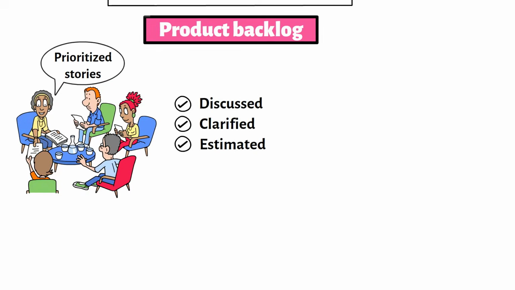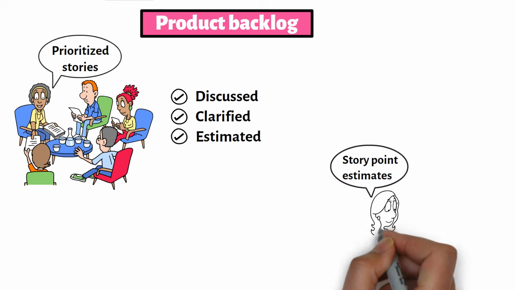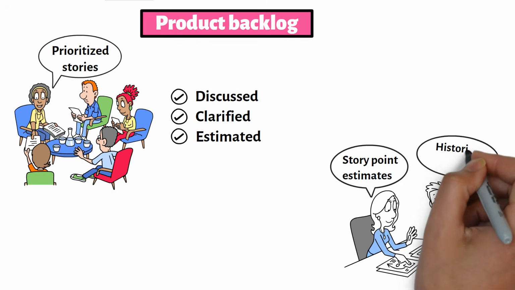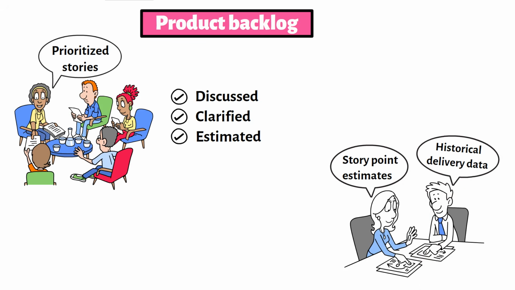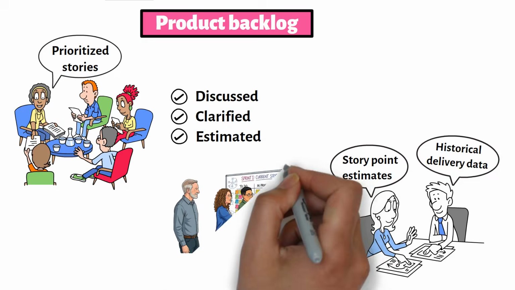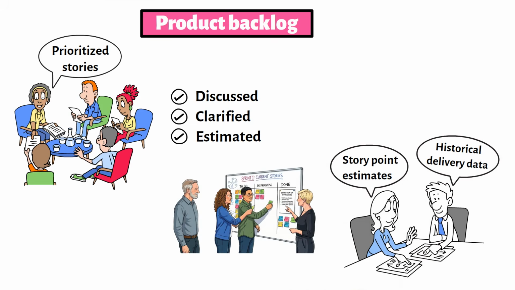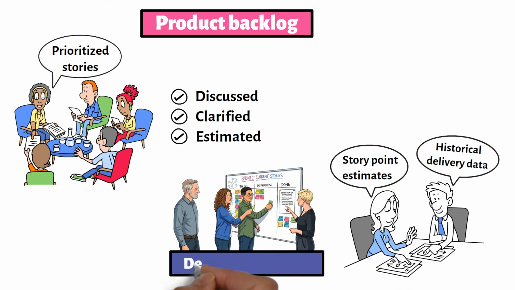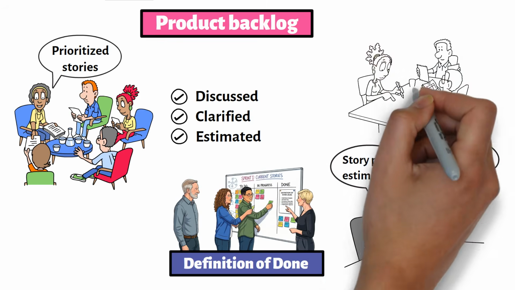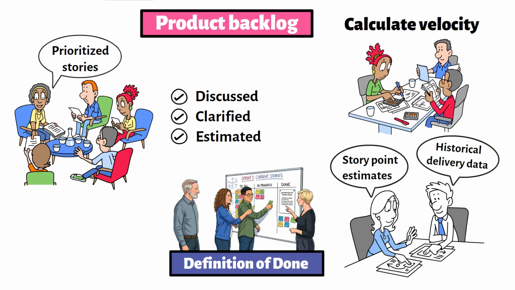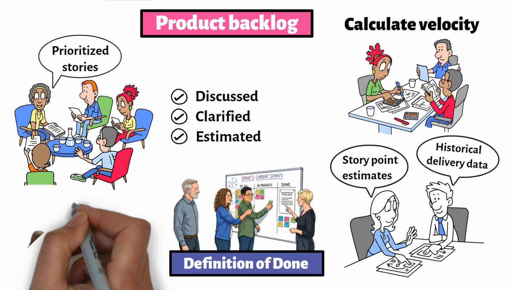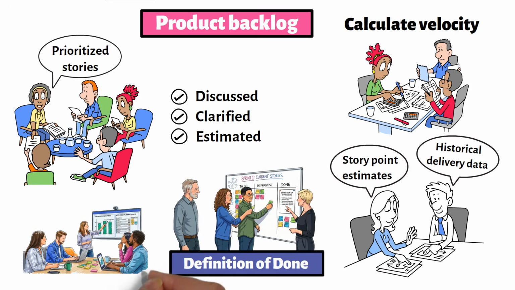Once stories receive story point estimates, the team uses those estimates along with historical delivery data to determine how much work can realistically fit into a sprint. Then during the sprint, the team works on completing those stories according to the definition of done. At the end of the sprint, completed story points are used to calculate velocity. That velocity then becomes an input for future sprint planning and forecasting.